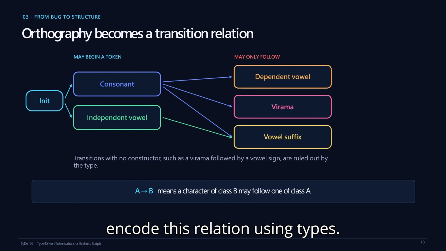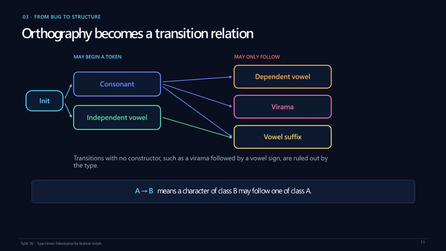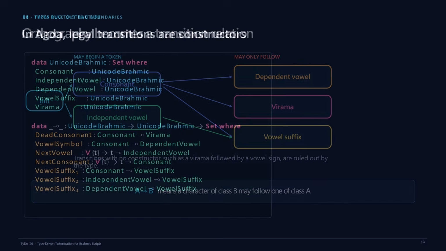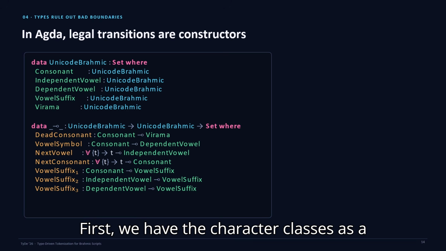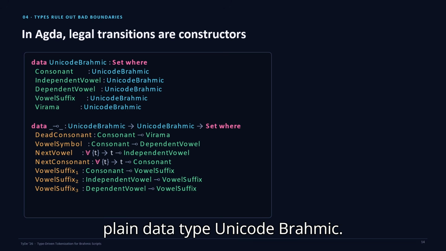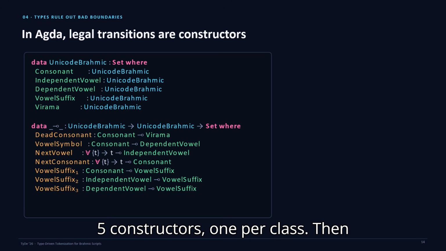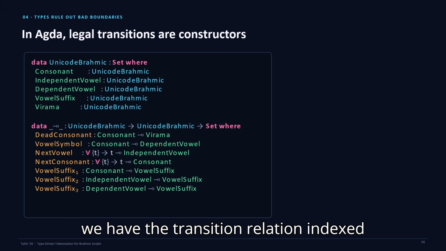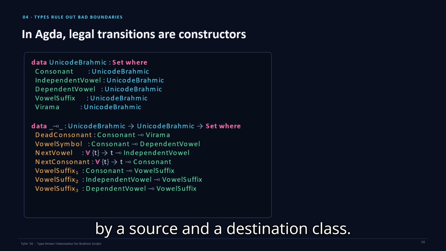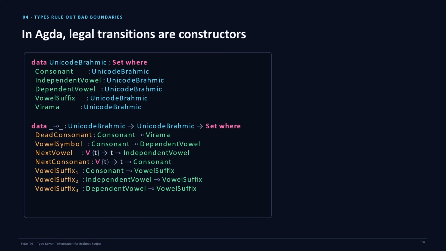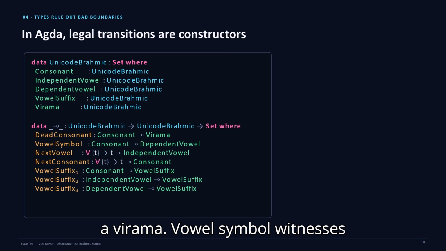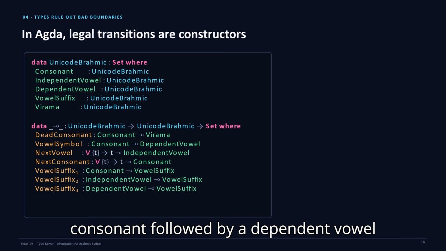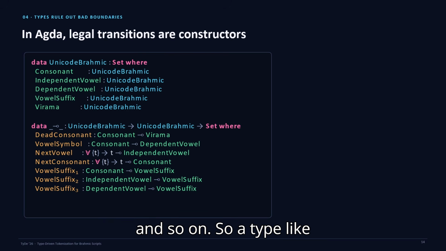So the task now is to encode this relation using types. Here we have the transitions in Agda. First, we have the character classes as a plain data type, Unicode Brahmic. 5 constructors, 1 per class. Then we have the transition relation indexed by a source and a destination class. Each constructor is a proof that one specific transition is valid. Dead consonant witnesses consonant followed by a virama. Vowel symbol witnesses consonant followed by a dependent vowel, and so on.